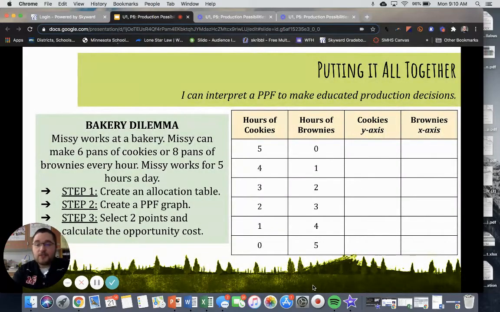Welcome back, AgEcon. So hopefully now you feel a little bit more comfortable with how allocation tables work and how we can construct PPF curves utilizing that data. So we're going to get started with a bakery dilemma.